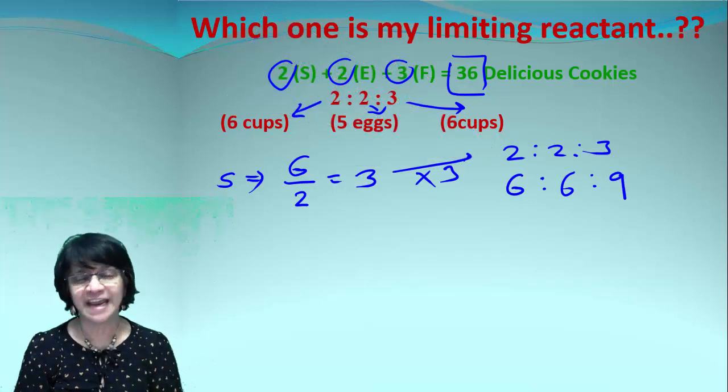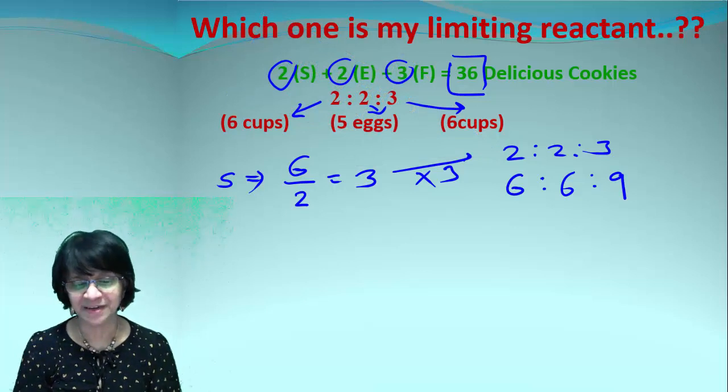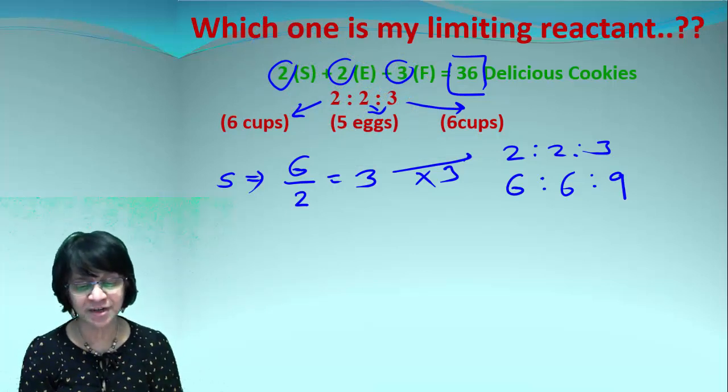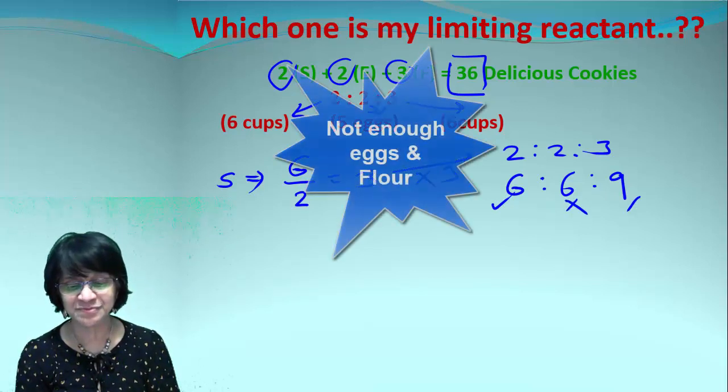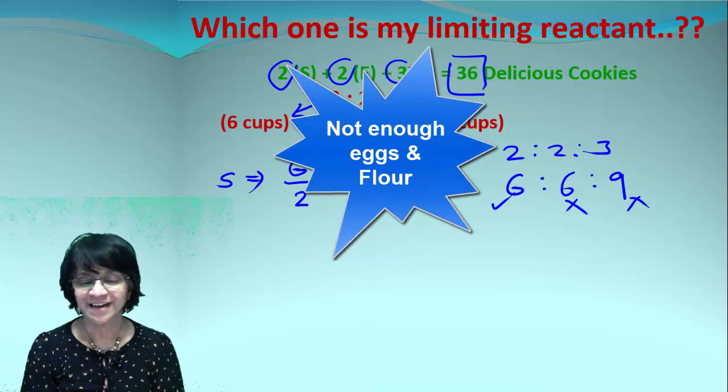Now check if you are able to make this happen. Do we have 6 cups of sugar? Yes. Do we have 6 eggs? No. Do we have 9 cups? No. That means this is not going to work.